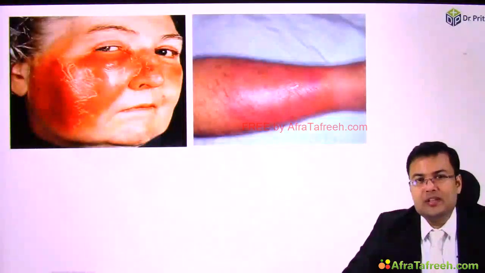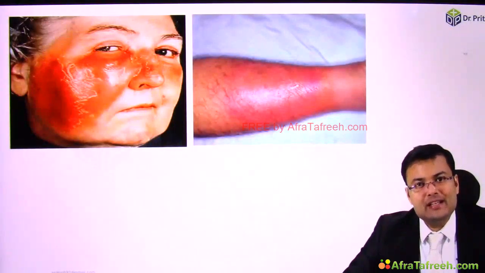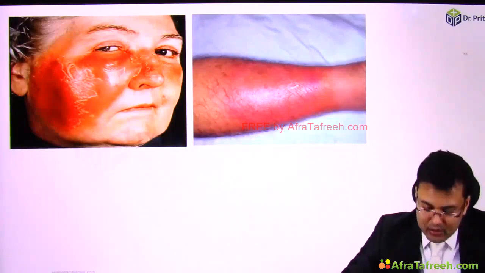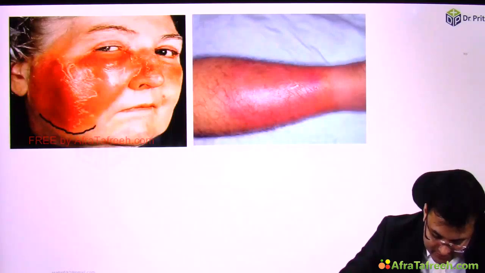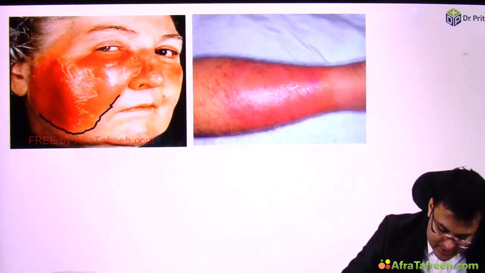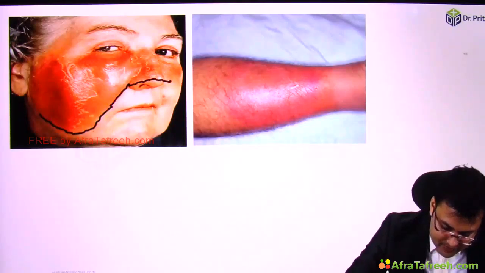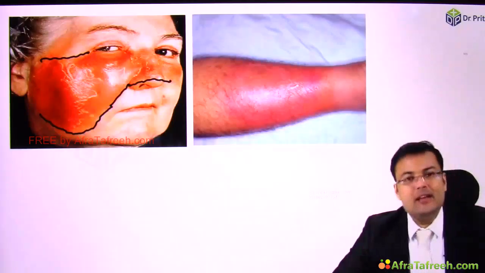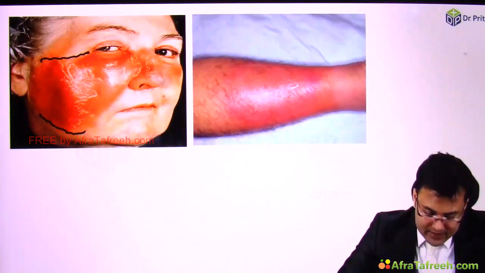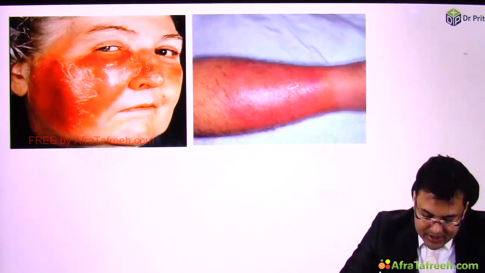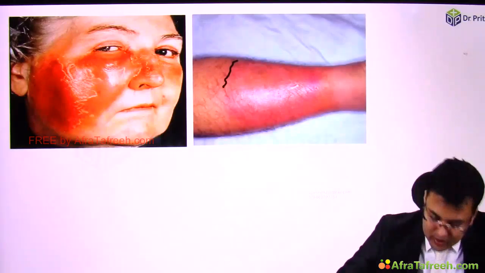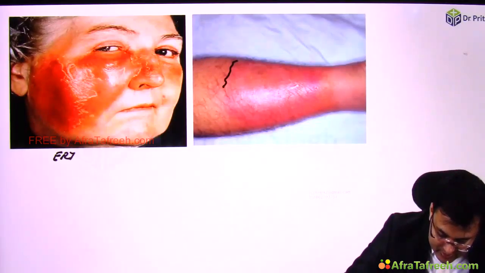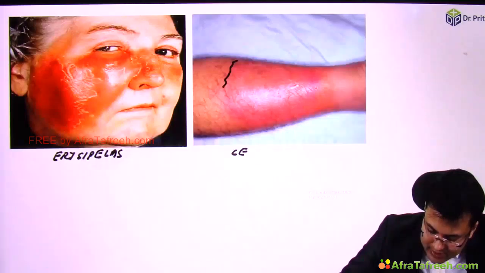Now these are two pictures, and the question asked is which one is erysipelas and which one is cellulitis. Now see how to differentiate. In the first picture, you can see there are well defined margins, and generally it involves the face. In the second picture, the well-defined margins are not there. So the first one is erysipelas and this one is cellulitis.